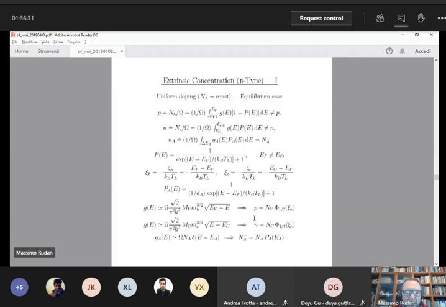Then we have to calculate the concentration of the ionized acceptors. The ionized acceptors are of course negatively ionized, because you remember that the acceptors capture 1 electron each. So the concentration of the electrons in the ionized acceptors is equal to the concentration of the ionized acceptors.